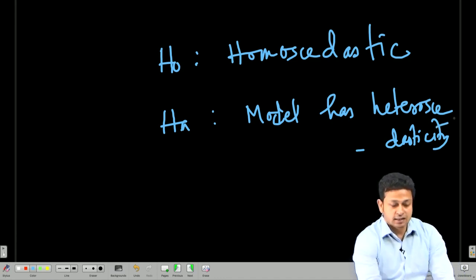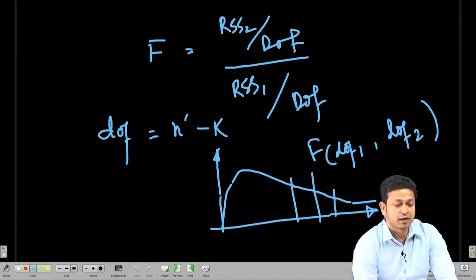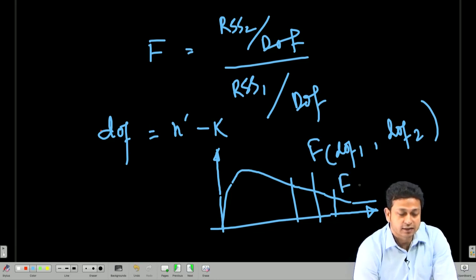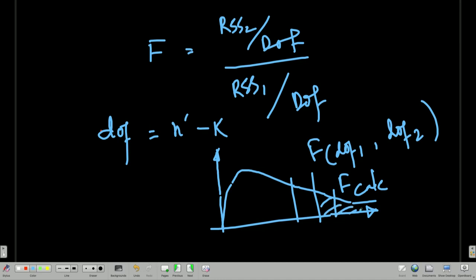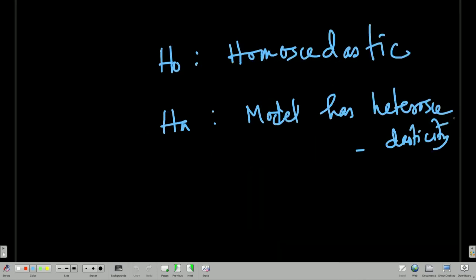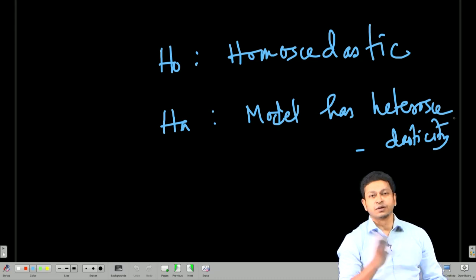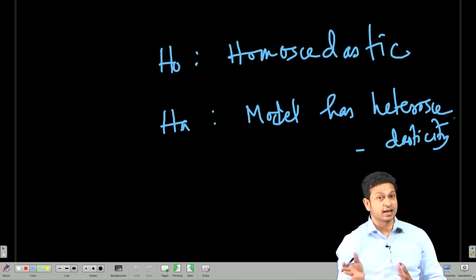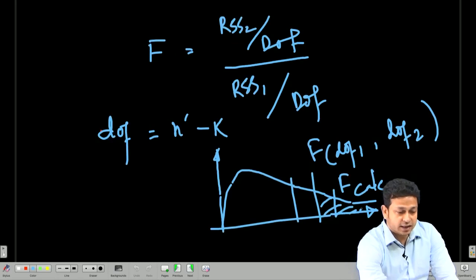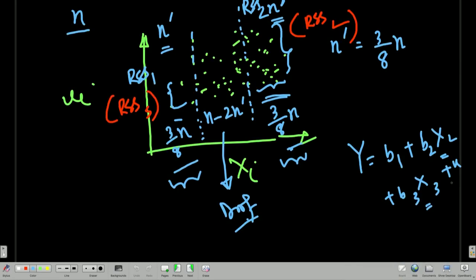All right. So if my F calculated is on the right side of my F critical, then I reject the null that the model is homoscedastic. So the variances are not equal if my F calculated is on the right side of my F critical. Okay, so that's about it, and let's do a small problem, small hands-on.